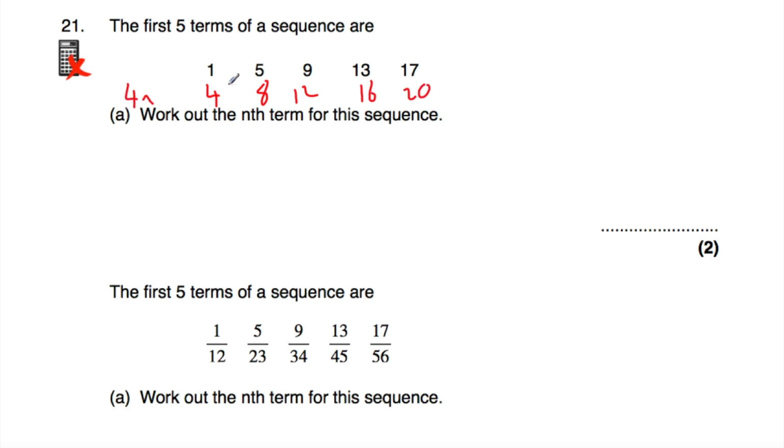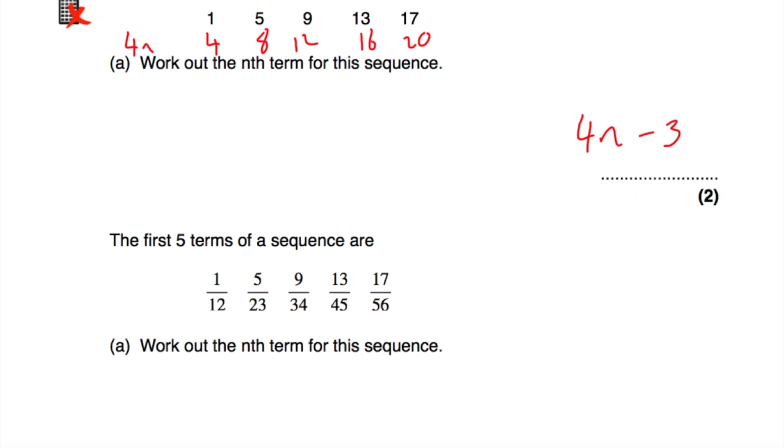But our sequence isn't 4, 8, 12, 16, 20. It's 1, 5, 9, 13, 17. So to get from 4 to 1, we take away 3. To get from 8 to 5, we take away 3. To get from 12 to 9, we take away 3. So it's going to be 4n minus 3. And that's it. That's the nth term of the sequence, 4n minus 3. Okay, let's go on down.